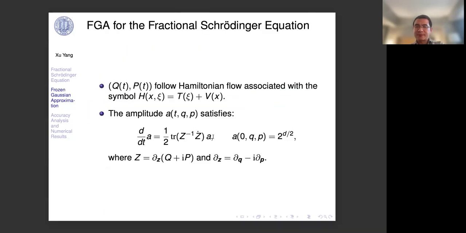Essentially the reason I explain the derivation using the standard Schrödinger equation is because the derivation for the fractional case is essentially the same, and the equations are the same for the amplitude equation.